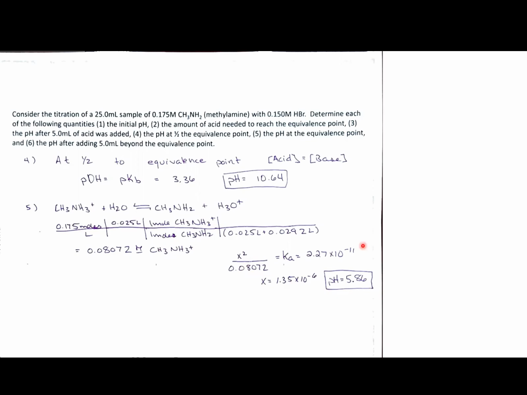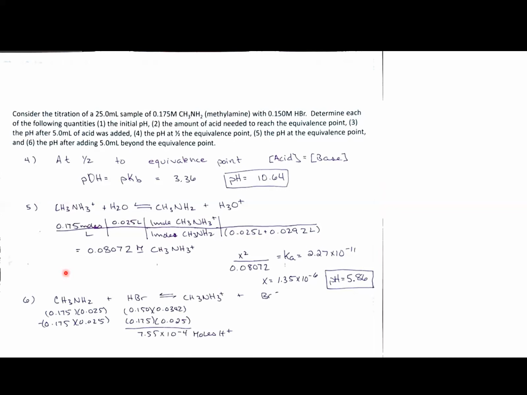Does this number make physical sense? Yes, it does. The reason it does is because it is lower than 7. At the equivalence point, my major species is a weak acid. And as I have a weak acid, I should have a pH that is lower than 7. Okay.